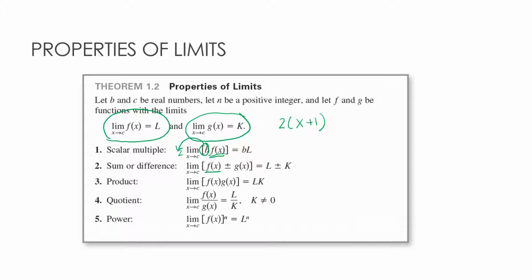If I have two separate functions, I can just find the limit of each function and then add or subtract it. Same thing for multiplication. Same thing for division, assuming of course that k is not 0 because we don't want to divide by 0. And the last is the power. So if you have the limit of a function to a certain power, you can go ahead and find the limit, replace it with the limit, and then take it to whatever the power is.